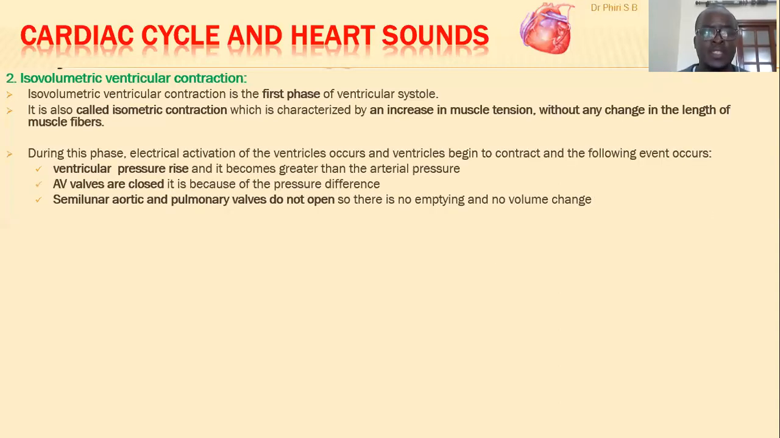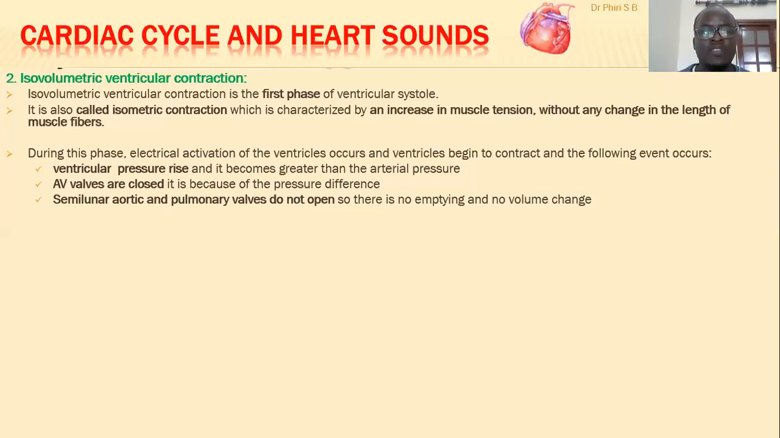During this phase, electrical activation of the ventricles occurs, and the ventricles begin to contract, and the following events occur. The ventricular pressure will rise, and it becomes greater than the atrial pressure. But just note that during isovolumetric ventricular contraction, both the AV valves and the semilunar valves are closed.